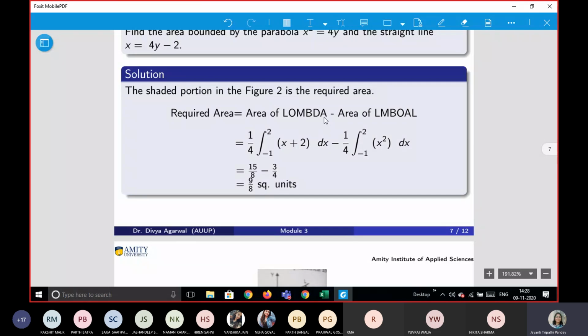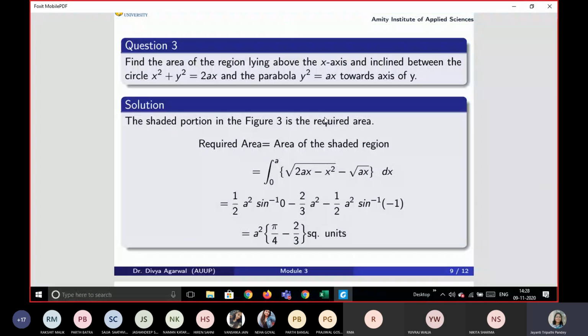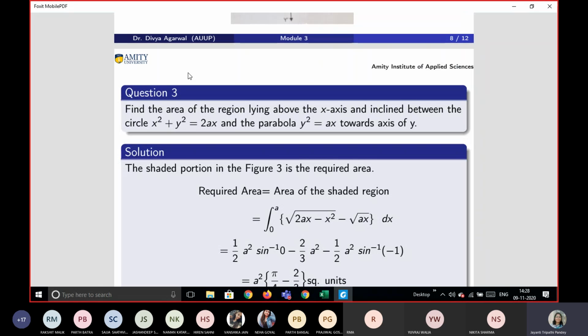Alright. So this is the second question. Now I want you to understand the third question. In the first question, you took the straight line and the parabola and it was proportionate. In the second question, you put the line and the parabola, but the area under it was not equal, so you have to take the difference of the two curves. Now this is the third one. Find the area of the region lying above the x-axis and enclosed between the circle and the parabola.